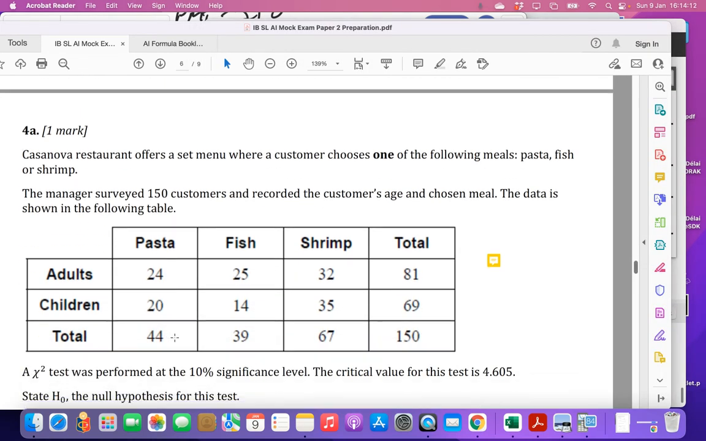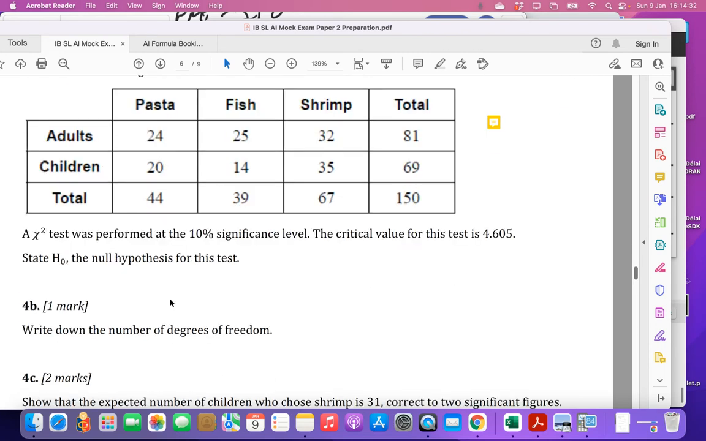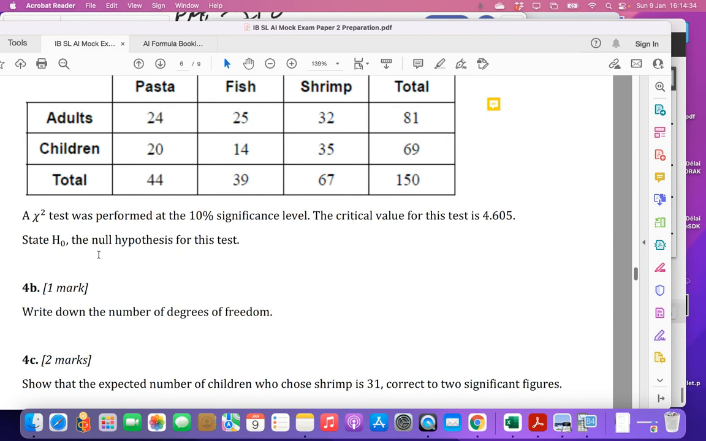And question 4, we're going to be doing chi-squared here. You can see that this is a 2 by 3 matrix, 2 rows, 3 columns. The significance level is 10%, and we're given the critical value here once we can find the chi-squared statistic. Okay, state the null hypothesis for this test. Again, the null hypothesis basically is that the 2 variables are independent.